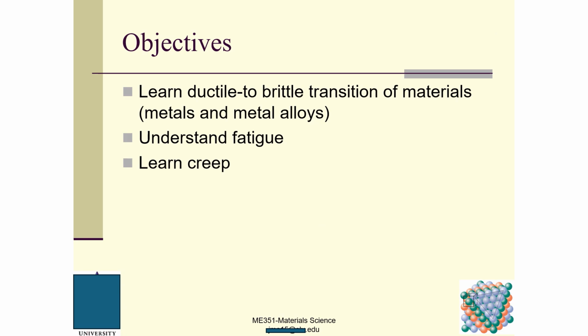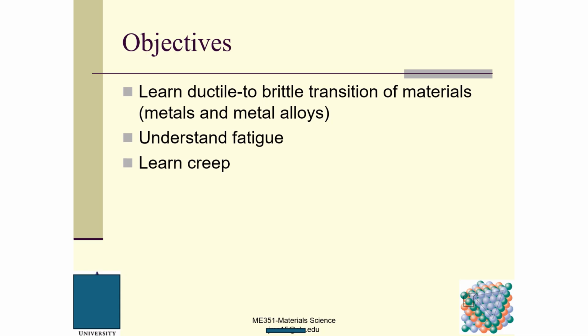Good morning, everyone. Today we are going to continue our talk about failure of materials. In our last class, we talked about brittle failure and ductile failure, and we also talked about crack initiation, crack propagation, and the three modes of cracks. Mode 1, opening; mode 2, sliding; mode 3, tearing.